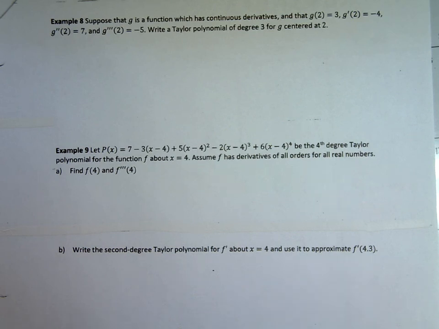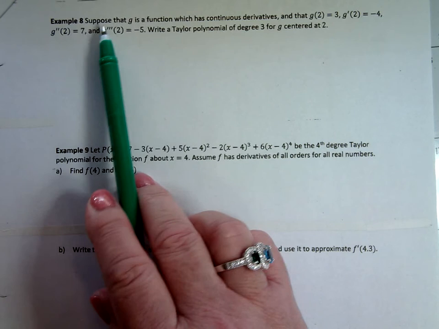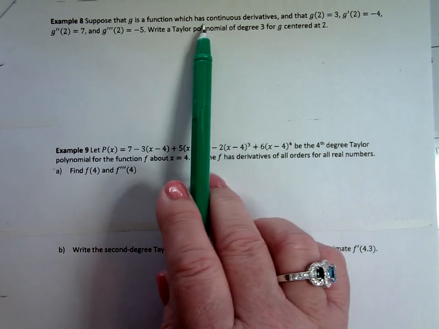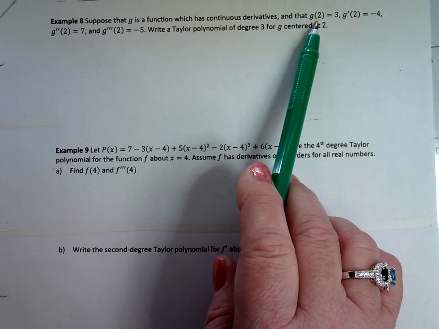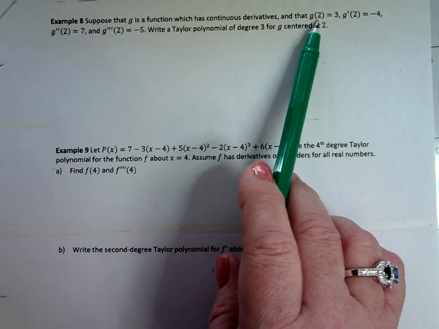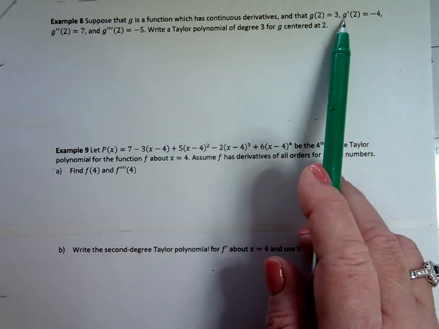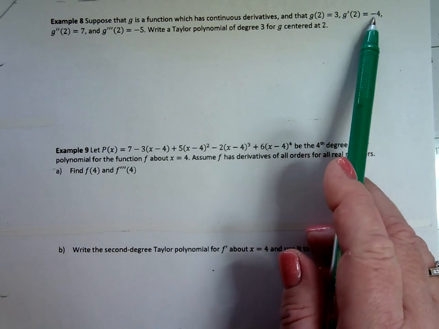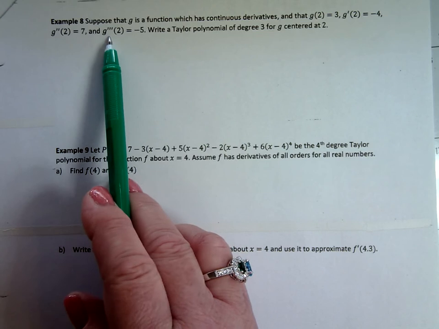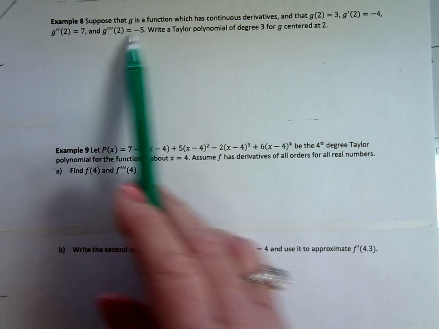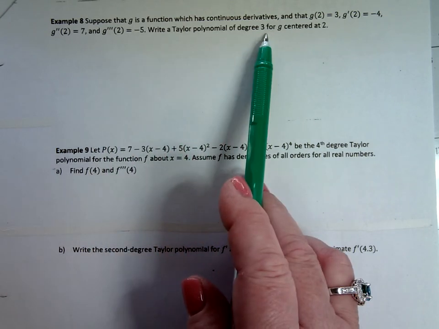All right, so suppose g is a function which has continuous derivatives, and that g of 2, your first function, gives you a value of 3 out. The derivative, first derivative, gives you a negative 4 out. The second derivative gives you a 7 out. The third derivative gives you a negative 5 out. Write a Taylor polynomial of degree 3 for g centered at 2.